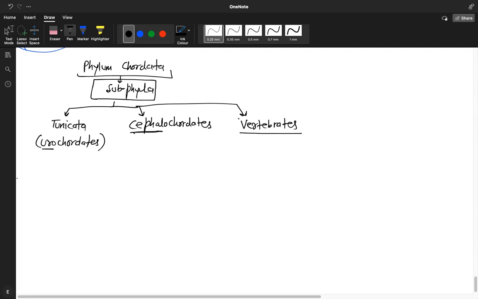Now, if this is vertebrate, which means these are the true chordates. True means the most advanced chordates. Then these two, tunicates and cephalochordates, are known as protochordates. Proto means old chordates. Old, yes, that evolved early, and they are not as advanced as vertebrates. So tunicates and cephalochordates come under protochordates, and vertebrates are the true chordates or the advanced chordates. Is this clear?